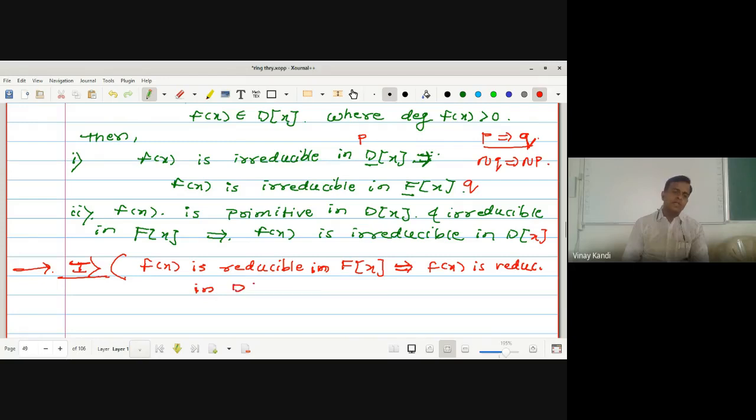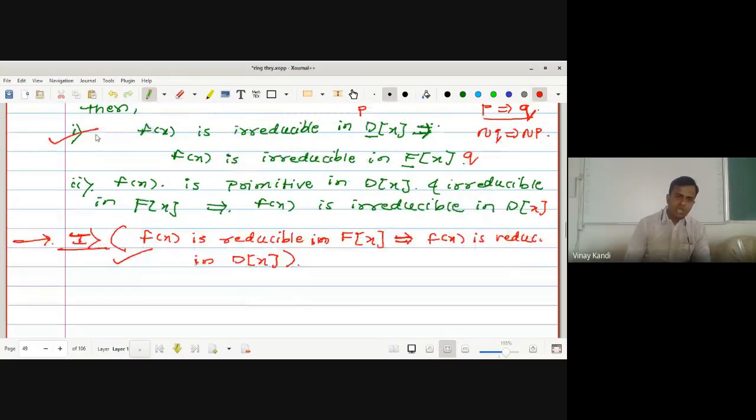In D of x, what does this mean? Whether I prove this or I prove this, both mean the same thing. Okay, so how will I prove this statement? Suppose I take first that f of x is an irreducible polynomial in F of x, and we have to prove that f of x is reducible in D of x. Whether I prove this statement or that one, the meaning is the same.